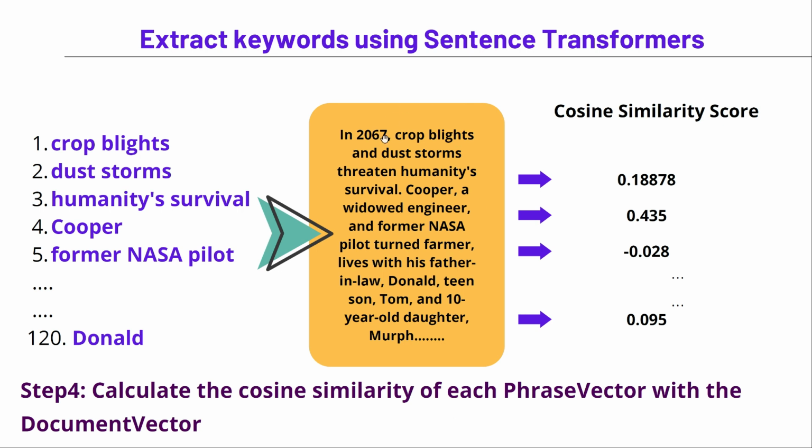Similarly, we get the 384 dimensional vector for dust storms and take the cosine similarity with the whole document vector, that is also 384 dimensions, the same dimensions essentially, and we are going to get 0.435, etc. As I mentioned, we get the cosine similarity of each phrase vector with the document vector and extract the scores in step 4.